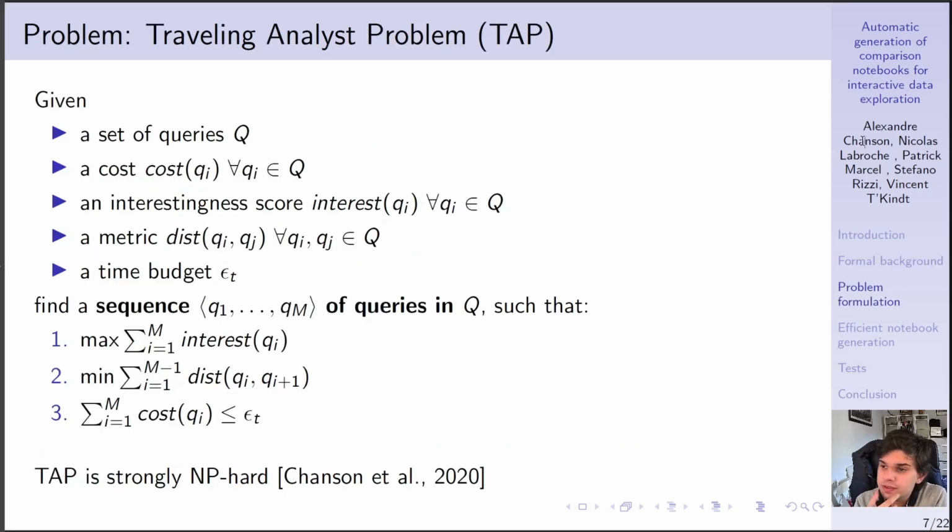With those definitions out of the way, we can finally formulate the generation of a comparison query notebook as a multi-objective optimization problem. So given a set of comparison queries, Q, along with their costs, their interestingness, and distances between them, we are looking for the most interesting and coherent sequence of those queries, such that its overall cost is bounded under a specific constant.